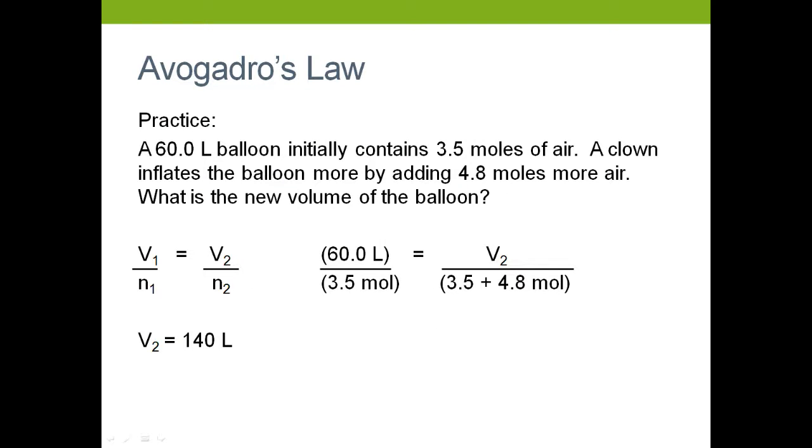Let's practice. A 60-liter balloon initially contains 3.5 moles of air. A clown inflates the balloon more by adding 4.8 moles more air. What is the new volume of the balloon? We use the relationship V1 over N1 equals V2 over N2, fill in the values that we know, V1, N1, and N2, and solve for the unknown, V2. V2 is 140 liters.